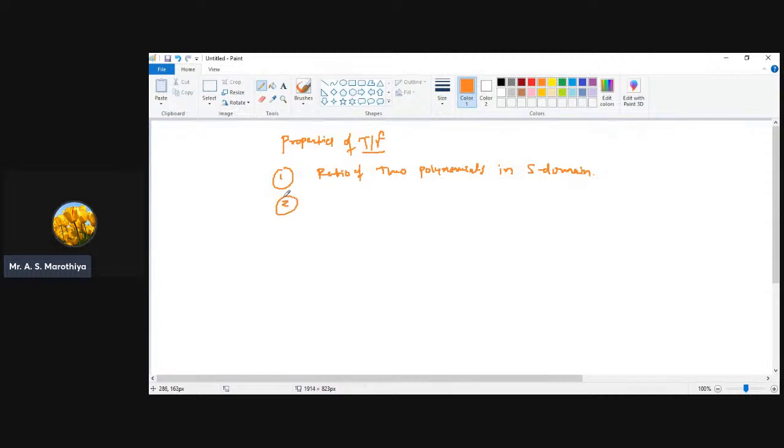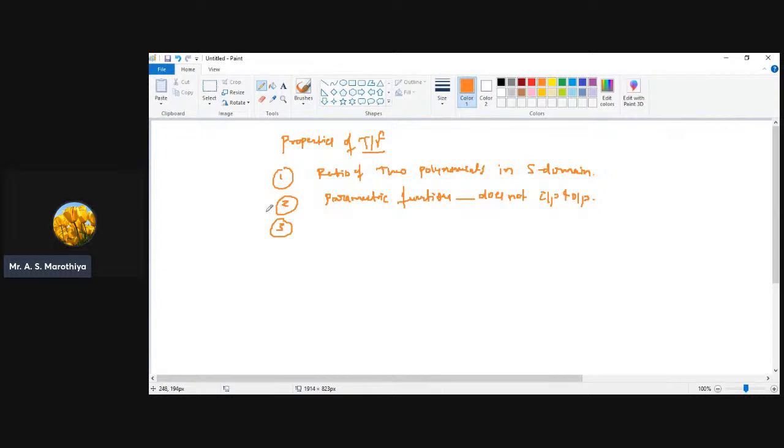Then second property of transfer function is that it is a parametric function of the system. That means it only depends on system parameters. It does not depend on input and output of the system. This is the second property of transfer function.